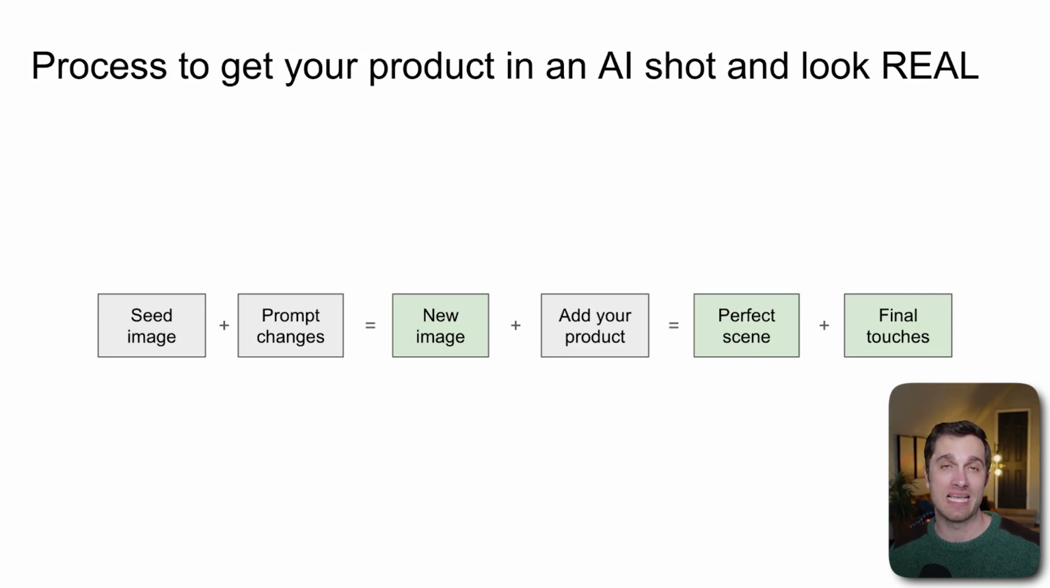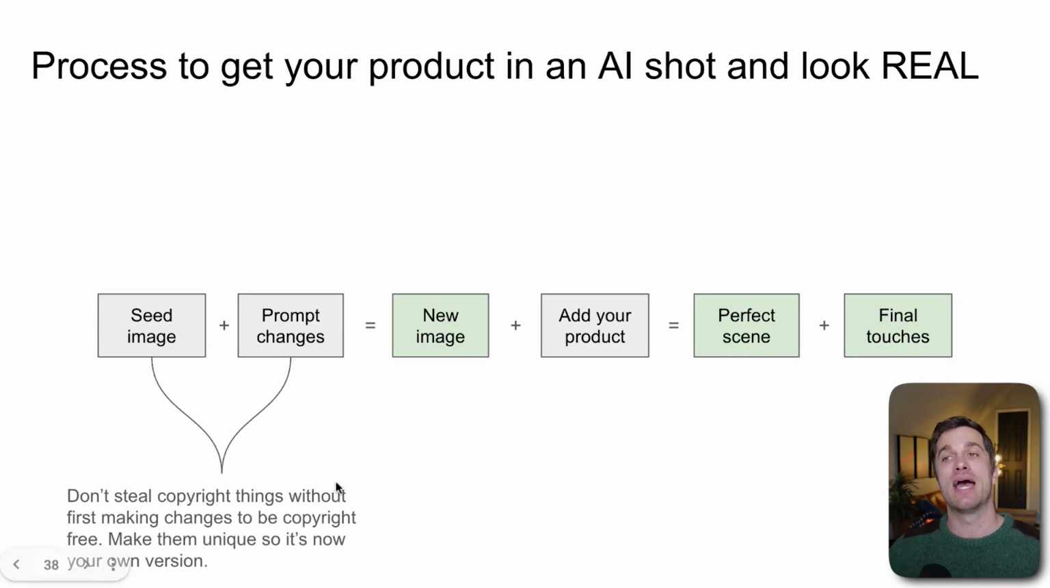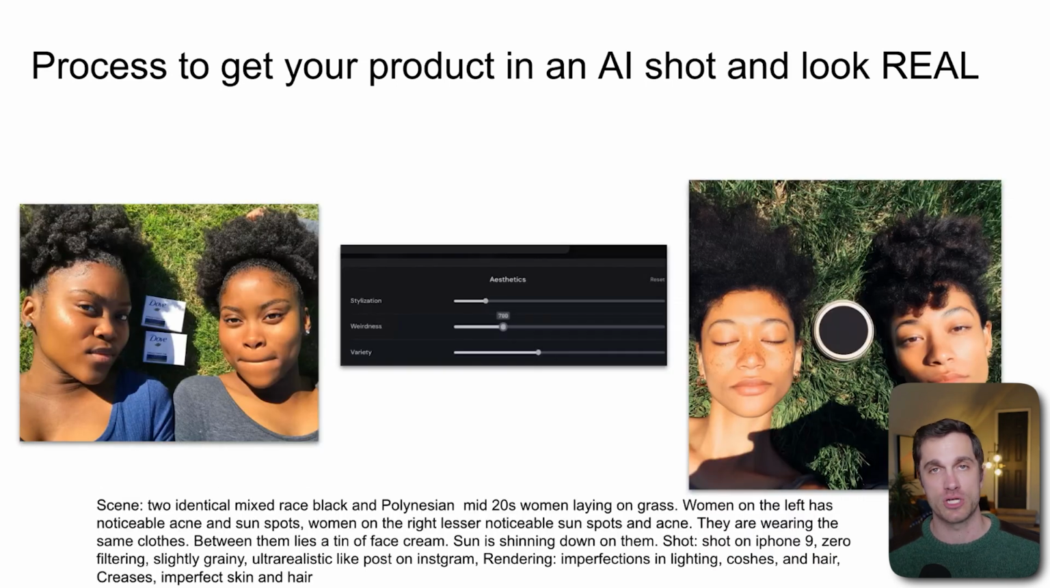So the steps about this is there's always 3 steps. Seed image, got my seed image, make changes. Once I'm happy with that, add my product, everything's perfect. And then if you need to add some additional design elements, you can upload it to Canva or Photoshop, whatever you use these days. Like I mentioned earlier, just make sure you're very careful with your copyright stuff that you steal. That's just a word of caution.